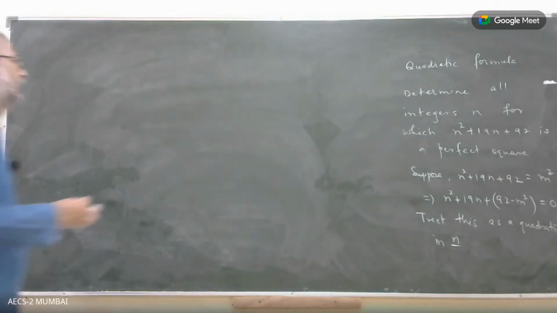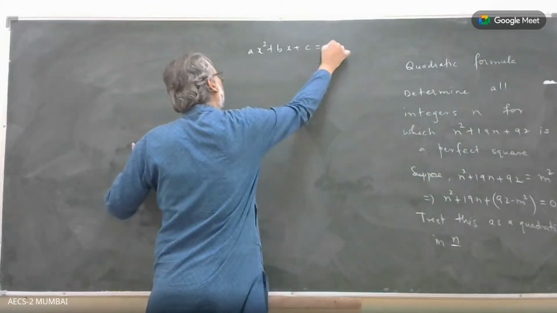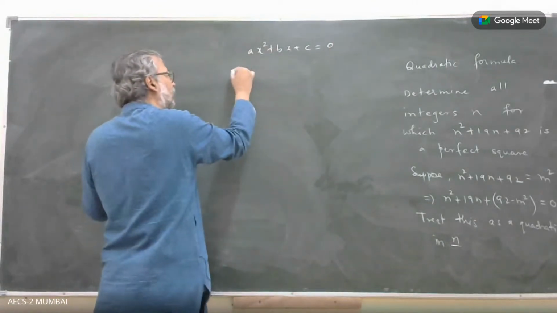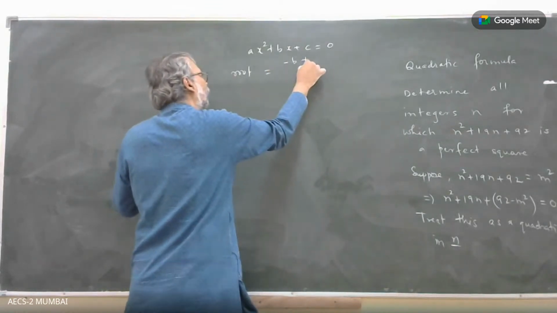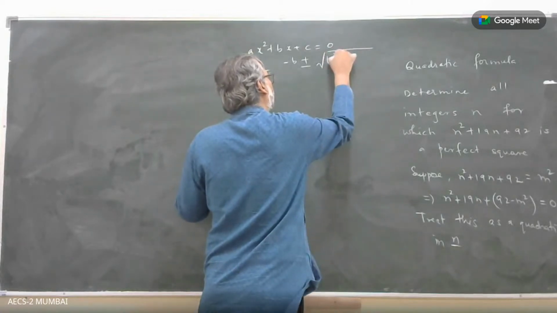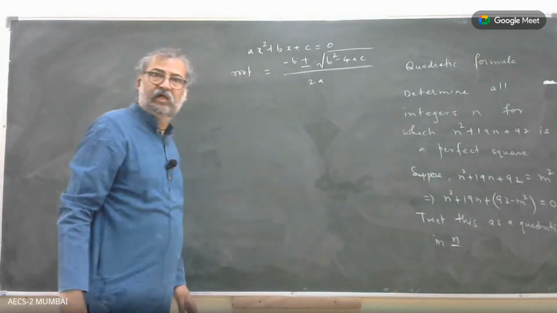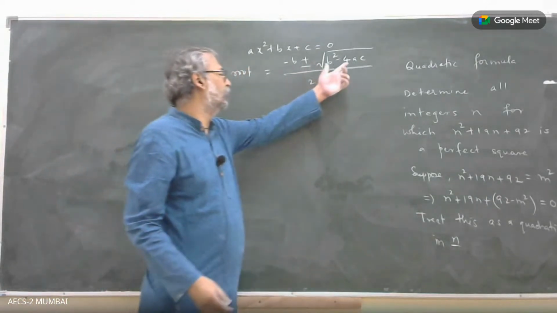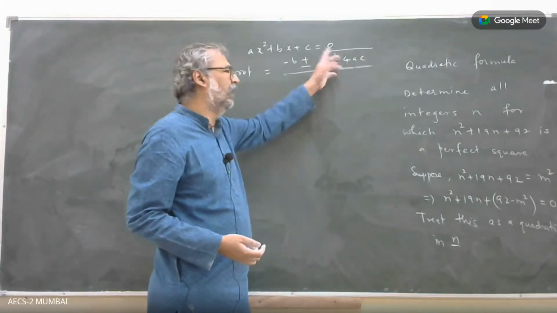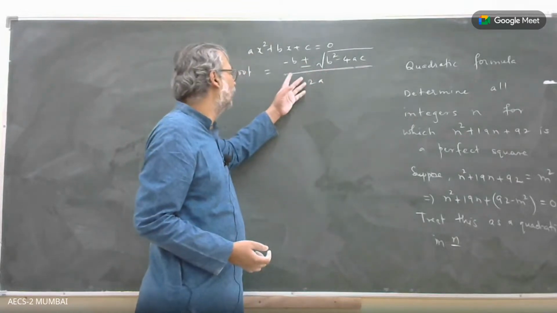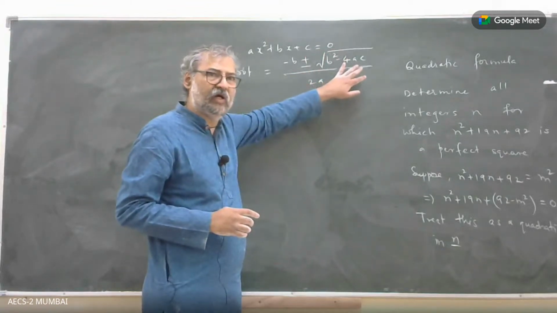So what is the formula? Suppose that ax square plus bx plus c equal to 0. What are the roots? What is the formula for the root? Minus b plus or minus the square root of b square minus 4ac, upon 2a. Follow me again. That's the formula. Right? Now, if inside this I get a perfect square, then I get some integer answer. Otherwise, if this is not a perfect square, then it will be an irrational number.